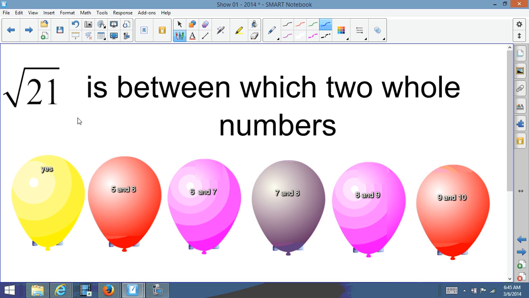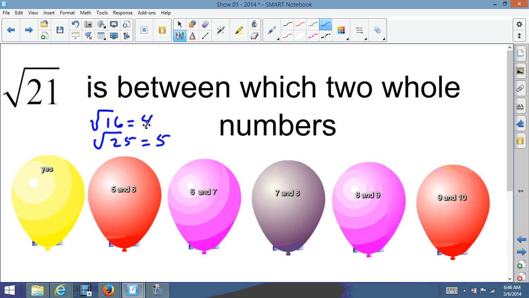So we have a number that I remember, the square root of 16, which is equal to 4. That's close to 21. The next number I know is the square root of 25, which equals 5. If you're wondering how I got 4, it's because 4 times 4 is 16. And how did I get 5? Because 5 times 5 is 25.